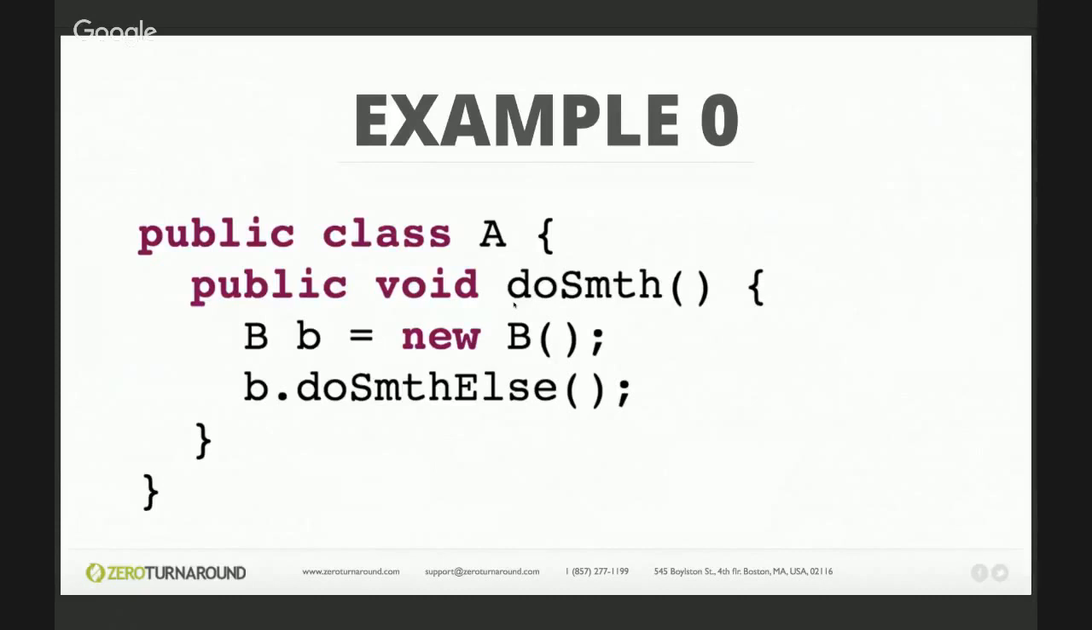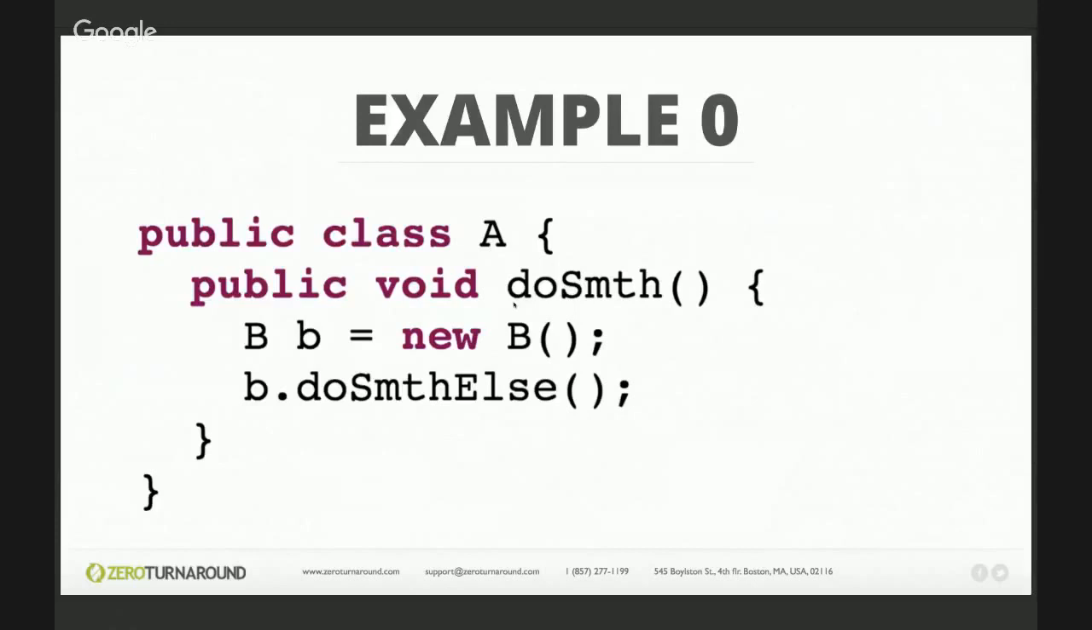So let's start with example 0. We have a class A, and we have a method, doSomething. That doSomething method instantiates a new class B and calls doSomethingElse of that object B. So a quick question then for the audience. Which class loader is the class loader that loads class B? The same one that was used to load class A?